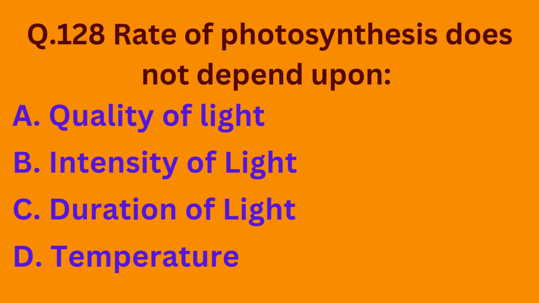Question number 128. Rate of photosynthesis does not depend upon option A, quality of light. Option B, intensity of light. Option C, duration of light. And option D, temperature. So the correct option is option A, quality of light.